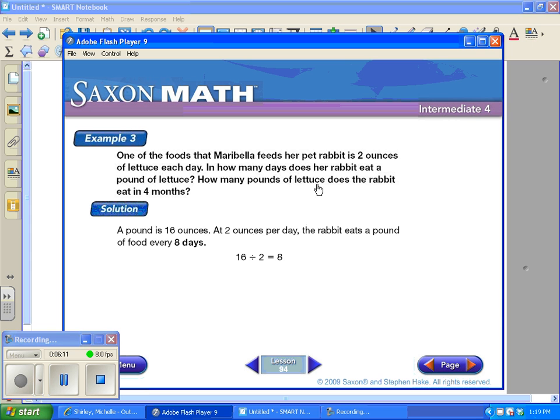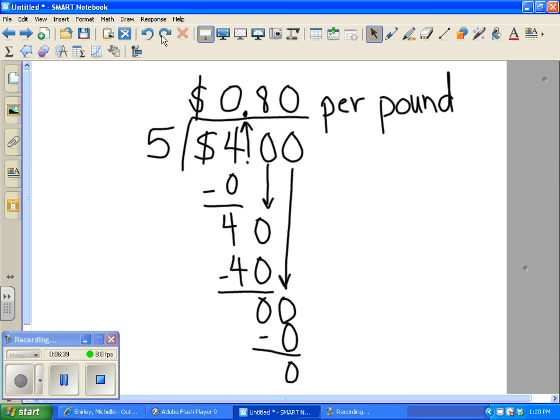Okay, that's the answer to the first question. Now, how many pounds of lettuce does the rabbit eat in 4 months? Okay, so 4 months, the average month is about 30 days. So if we say 30 days times 4, that's 120 days. And I know every group of 8 days gives me a pound. So I'm going to take 120 days divided by groups of 8. Let's see what we get.